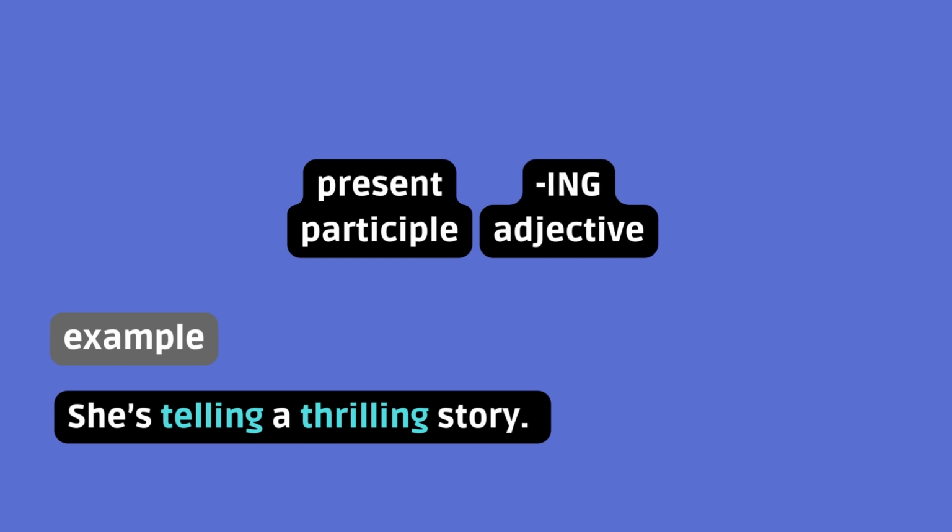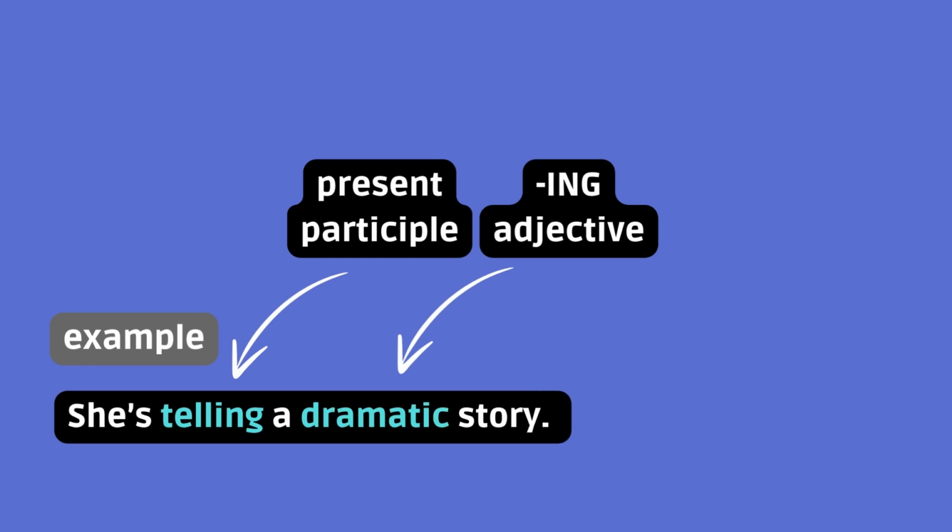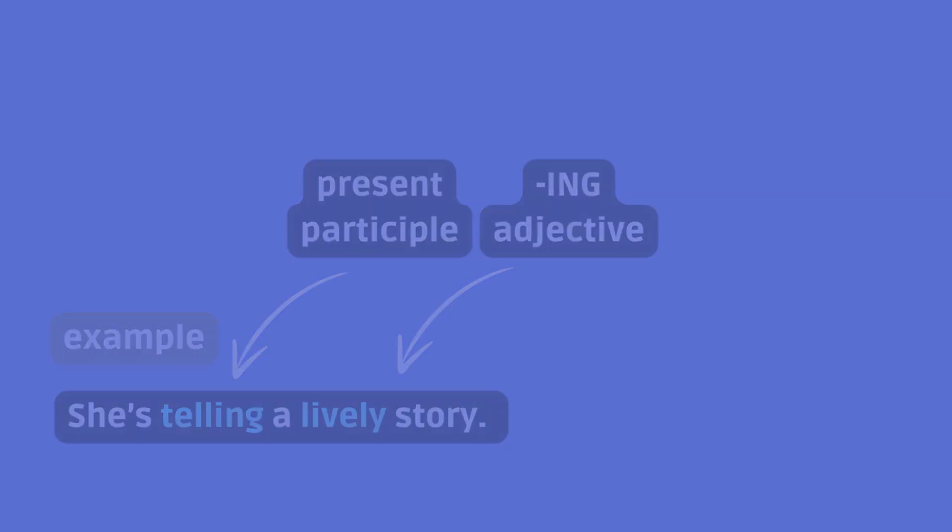Which one is a verb? That's telling, as in she is telling, the action expressed in the present continuous, while thrilling is an adjective to describe the story. We could switch thrilling with dramatic or lively, and the sentence would still make sense.